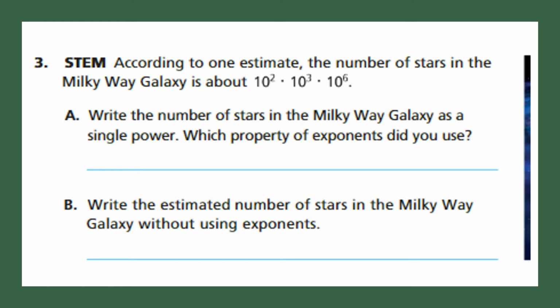According to one estimate, the number of the stars in the Milky Way galaxy is about 10 to the power of 2, 10 to the power of 3 and 10 to the power of 6. You have to write them in the single power. Now what is happening? There is a multiply sign. What other thing I notice? That all the bases are 10. This is 10, this is 10, this is 10. So I write the base 10 one time.